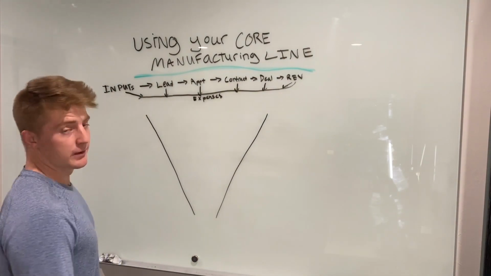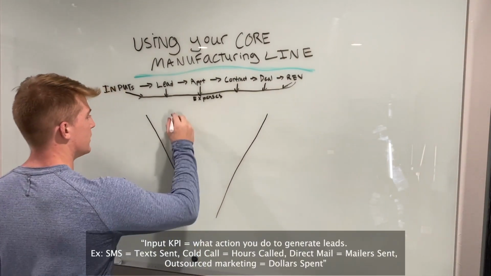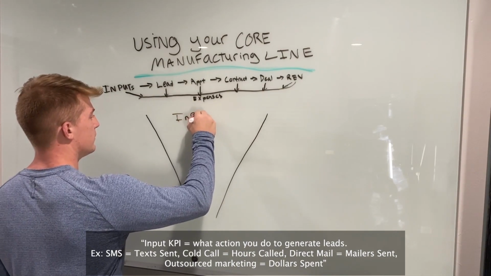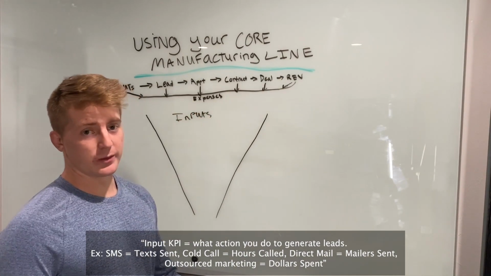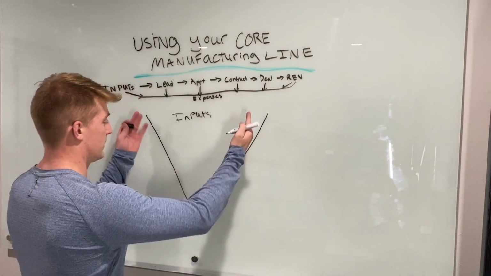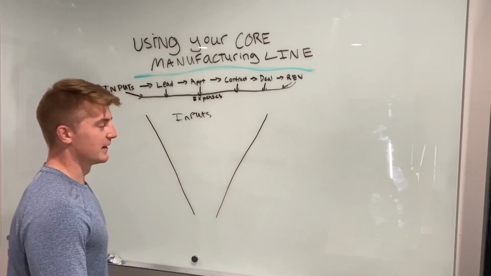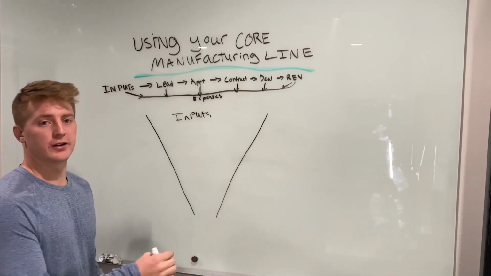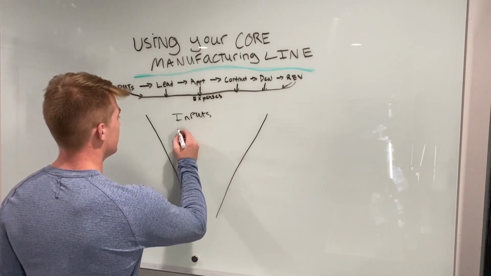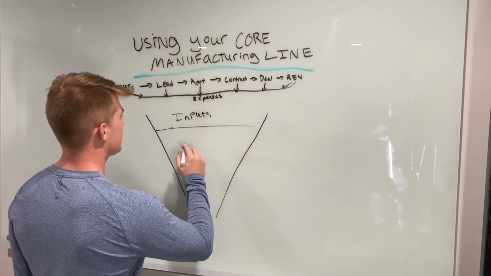So what's our top? Our top is our inputs. And what does this really mean? Like, again, a funnel just takes something and makes it into something on the outside. Think of like oil, it spits out oil, but in a smaller stream. So anyways, we got inputs here. Next up, we got leads.